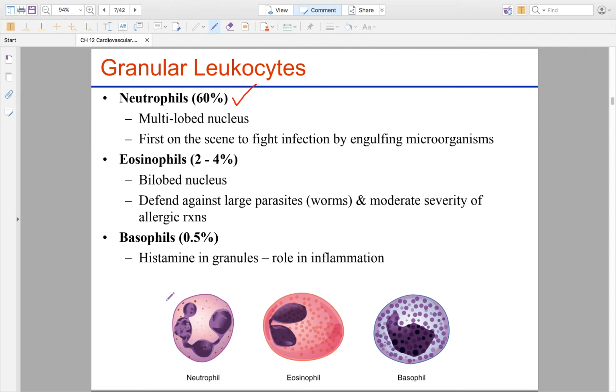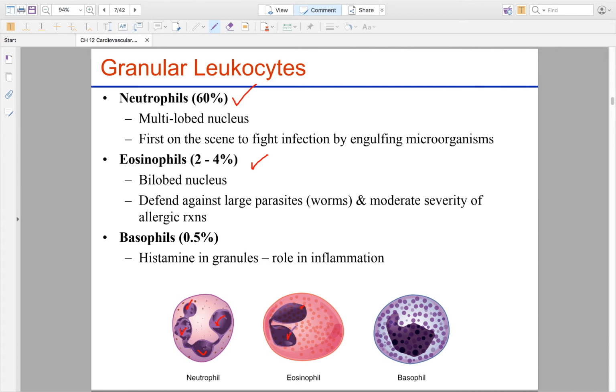But there's one way to identify neutrophils, and it's because they have a multi-lobed nucleus. Multi means more than two. So see this neutrophil here? It has 1, 2, 3, 4 lobes of the nucleus. That is how I know it's a neutrophil. The eosinophil is a bi-lobed nucleus. Bi means 2, and it has 1, 2.